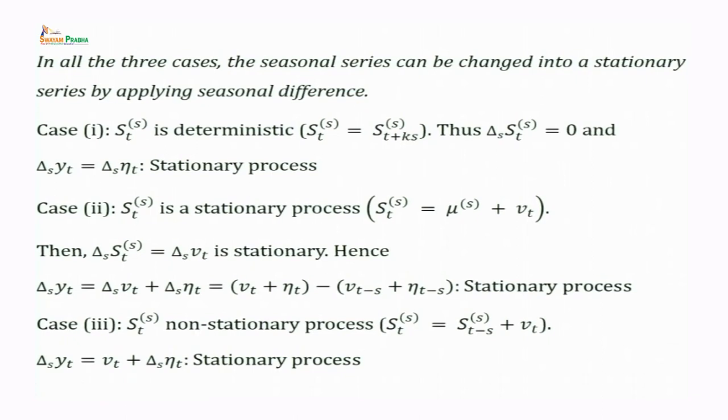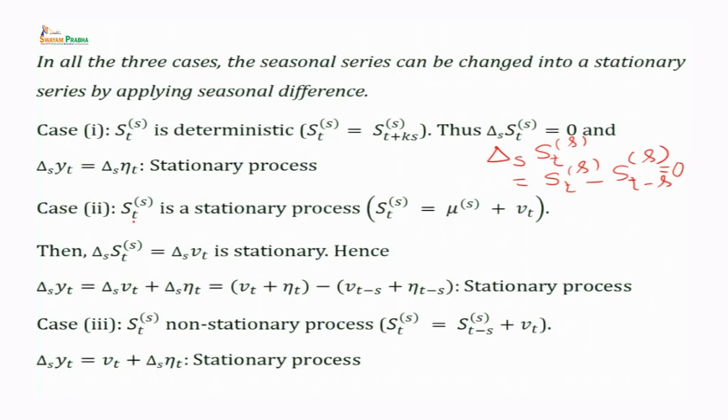So, let us consider the first case. STS is deterministic. So, STS is equal to ST plus k s. Now, delta s STS is equal to STS minus ST minus s. So, if you take k equal to minus 1, then STS is equal to ST minus s, so this is equal to 0. So, delta s y t is equal to delta s eta t, which is a stationary process.